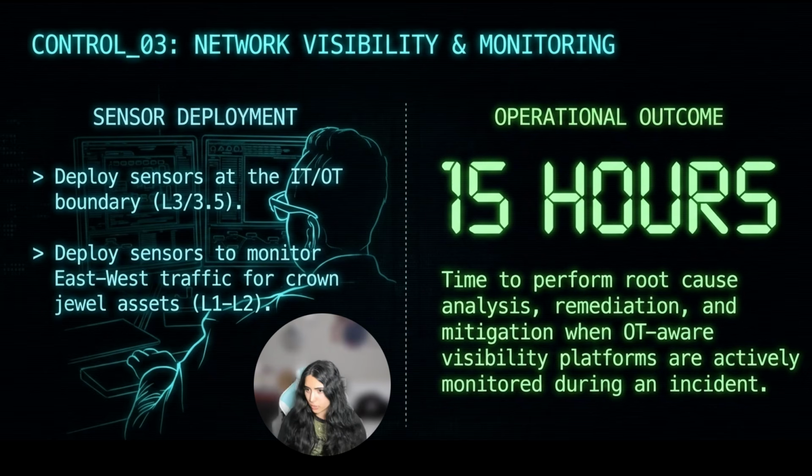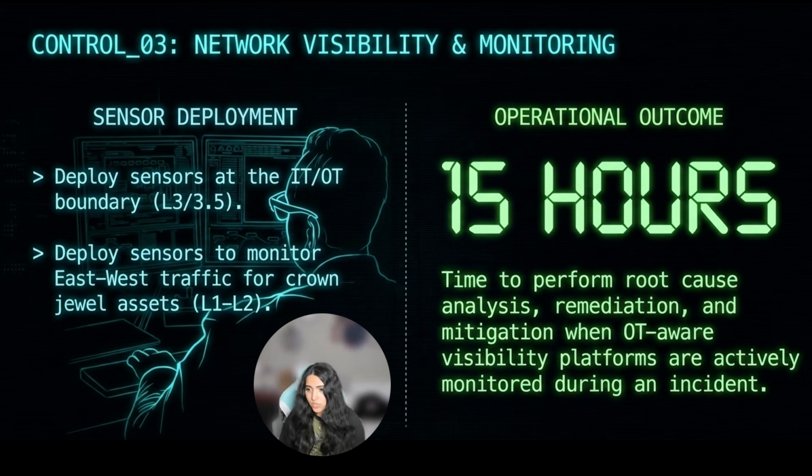So as I mentioned, it's important to know what you have, and visibility accelerates response. So how can you secure something that you don't know exists? How can you secure something that you don't know how it works? So network visibility monitoring is very, very important. And as we mentioned earlier, have sensor deployment to monitor east-west traffic for crown jewel assets, and with time to perform root cause analysis, remediation, and mitigation.